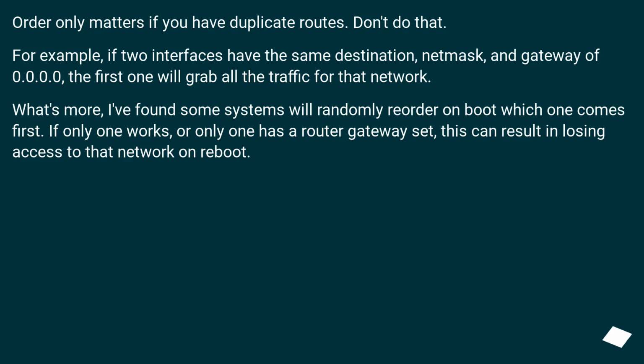Order only matters if you have duplicate routes. Don't do that. For example, if two interfaces have the same destination, netmask, and gateway of 0.0.0.0, the first one will grab all the traffic for that network. What's more, I found some systems will randomly reorder on boot which one comes first. If only one works, or only one has a router gateway set, this can result in losing access to that network on reboot.